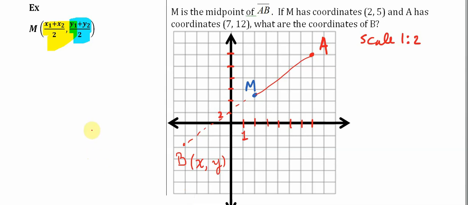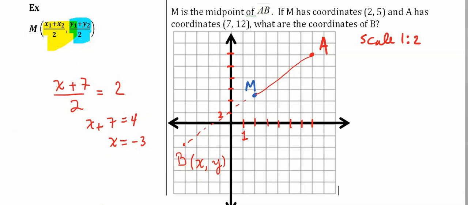One thing we do know is that if we were to take the x coordinate of B, and add it to the x coordinate of A, which in this case is 7, and we were to divide it by 2, we should get the x coordinate of the midpoint, which in this case is 2. Right, so this is the first equation that we're going to solve. We multiply both sides by 2, we get x plus 7 is equal to 4. Subtract 7 from both sides and we get that x is equal to negative 3. So that gives us the x coordinate for point B.